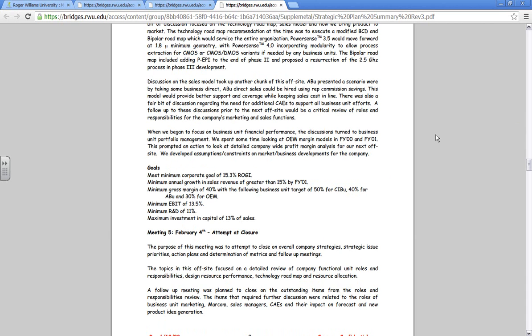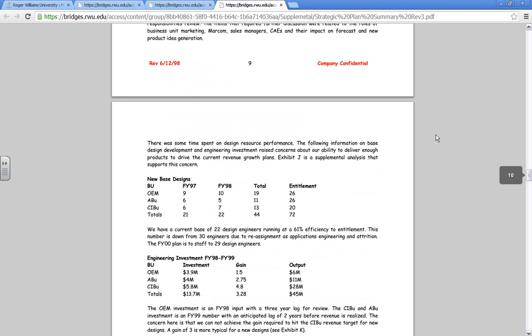You look at there, there's a minimum corporate goal of ROGI, which is return on gross investment. EBIT is earnings before interest and taxes. So there were very particular numbers that we wanted to hit and when we wanted to hit them. Minimum annual growth in sales revenue of greater than 50% by fiscal year 01. So this meets all those requirements and certainly is in line with what we were trying to do.